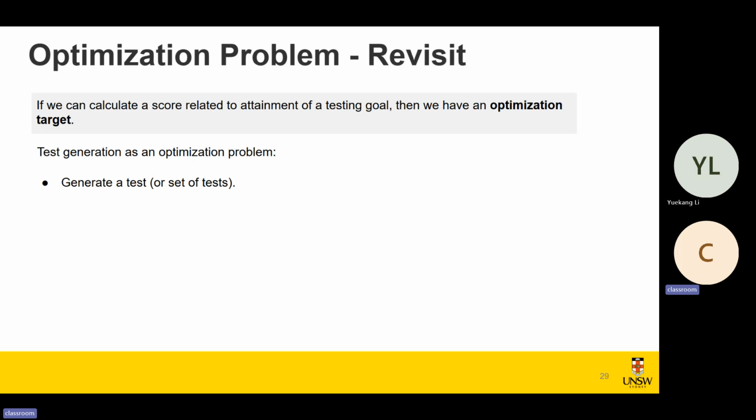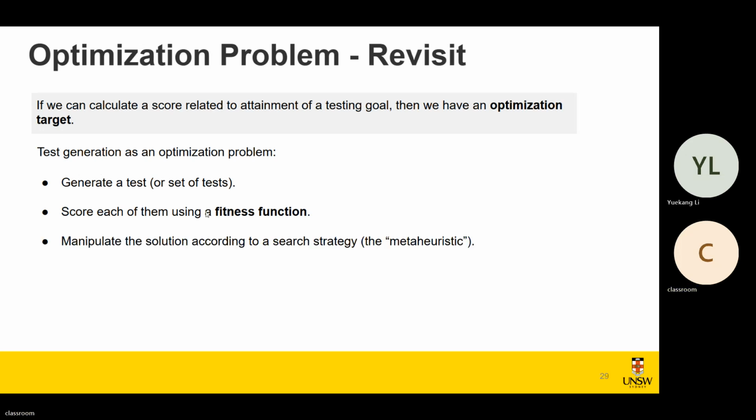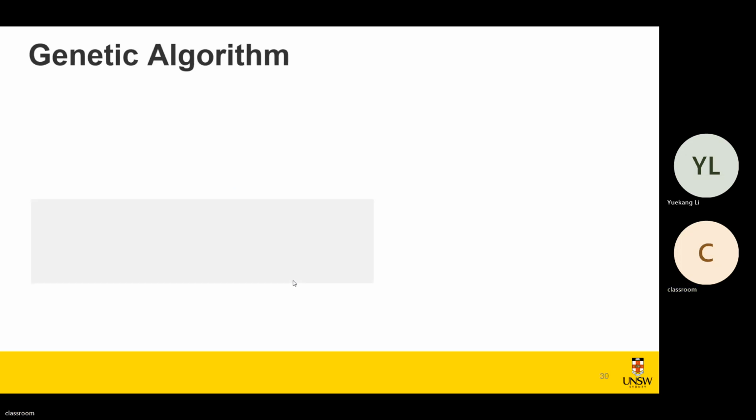So what we can do is we can generate a test. We can score each one of the tests with a fitness function here. So we can use some kind of function to assign scores to each one of the tests we have generated. And then we can manipulate the solution according to some kind of strategy. And this strategy here is the meta heuristic we are going to apply.